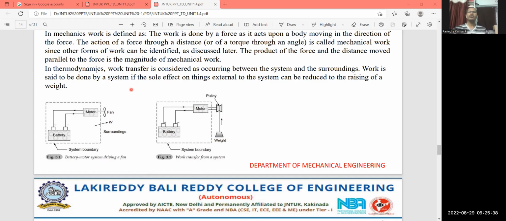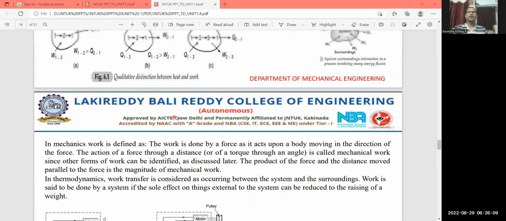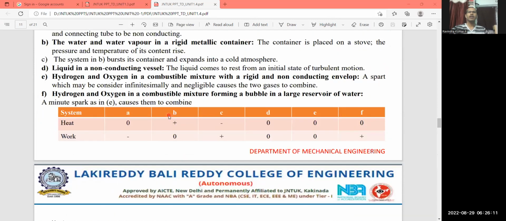There are two things you have to observe while discussing heat. When heat is entering the system, it is positive. When heat is leaving the system, it is negative. In the same way, work done onto the system is negative, and work done by the system is positive. These are the two things you have to observe while solving problems. So heat and work are over.